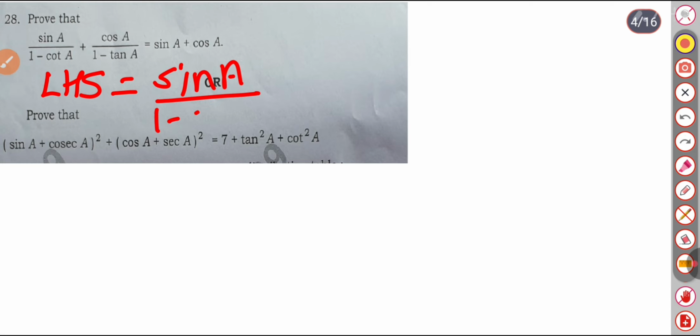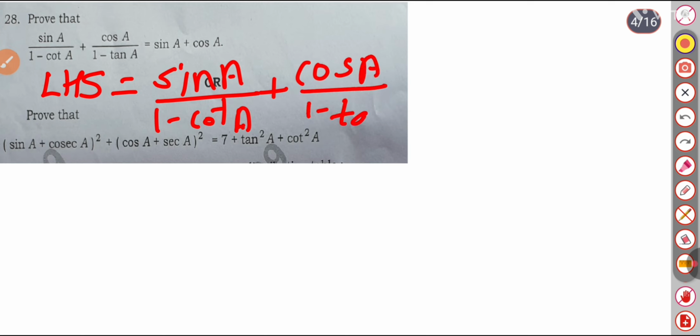Next, question number 28. Prove that sin A by 1 minus cot A plus cos A by 1 minus tan A is equal to sin A plus cos A. I'll start writing from here. We will consider the LHS and prove the RHS. So LHS is equal to sin A by 1 minus cot A plus cos A by 1 minus tan A.